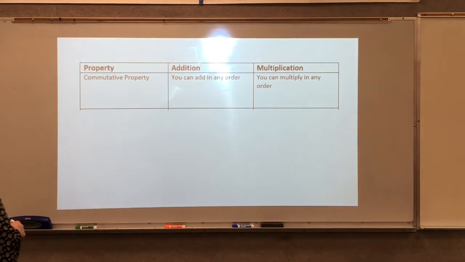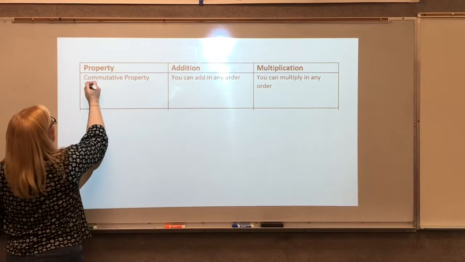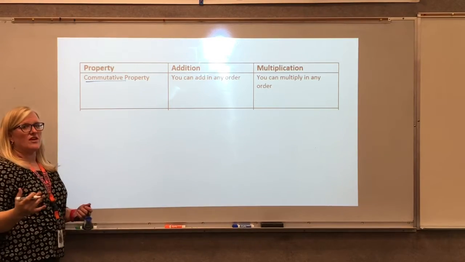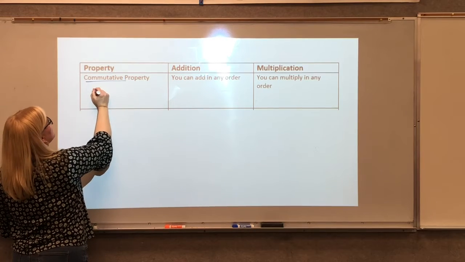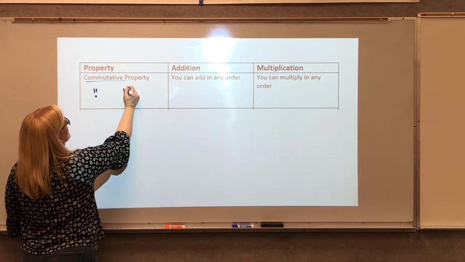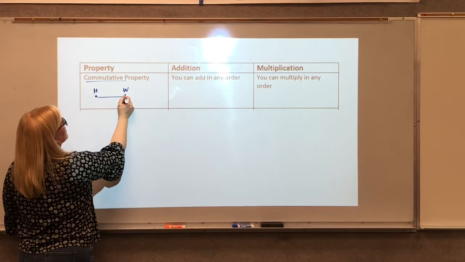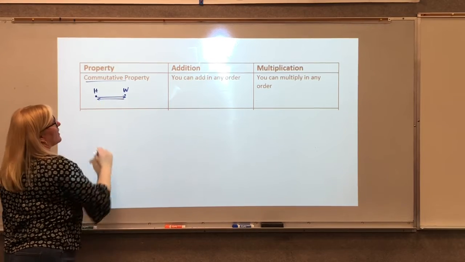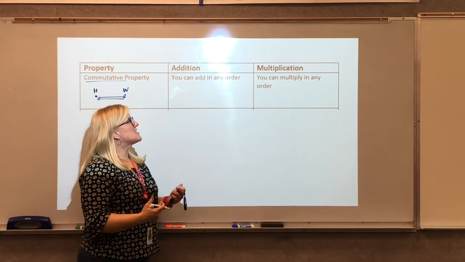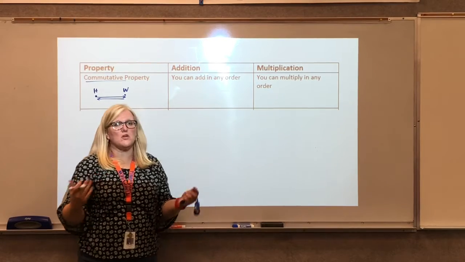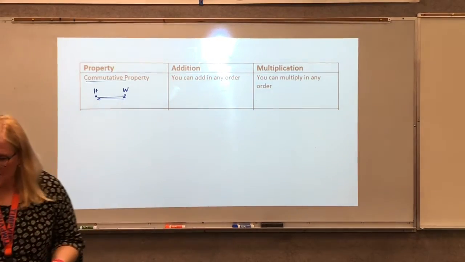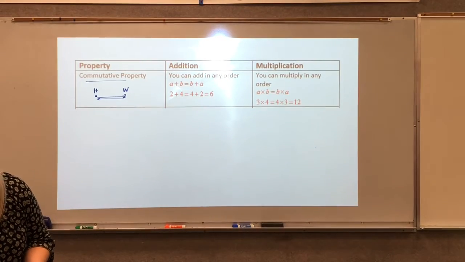First of all, we have the commutative property. And when I think of commutative, I think of a commute. Like, here's home, and here's work, and I go to work, and then I come back home. And what it means is that you can add anything in any order. And it also means you can multiply in any order. Okay? And this is what it would look like.